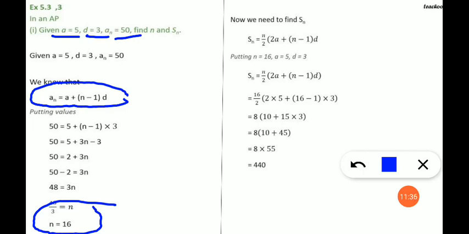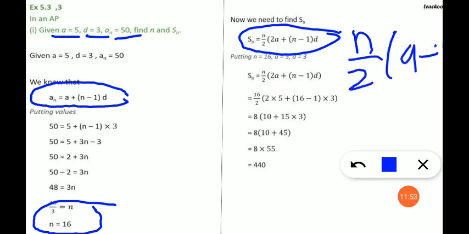Now, since n is known to us, we can easily find out the sum using the formula Sn is equal to n by 2 (2a plus (n minus 1)d), or we can use the formula n by 2 (a plus L), because a is also known to us, the last term is also known to us, and n also we got, it is 16. And after solving we get the sum Sn is equal to 440.